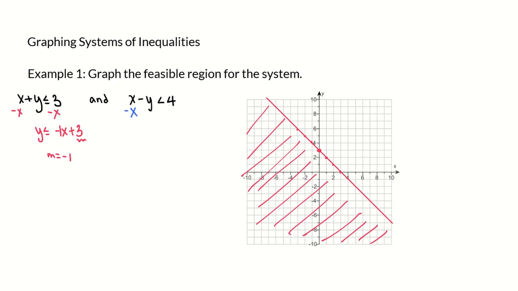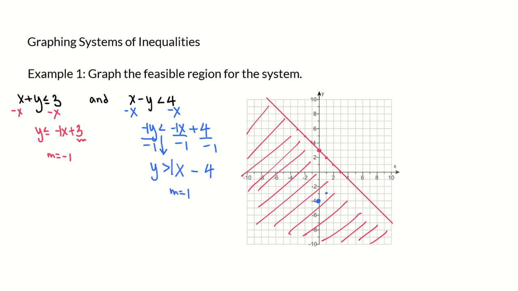We move the x, so subtract it from both sides to get negative y is less than negative x plus 4. Negative y means that the coefficient of y is negative 1, so we divide each term by negative 1. Since we divided by a negative, we need to flip the inequality, so now it's greater than instead of less than. We have y greater than negative x over negative 1, or negative 1x over negative 1 is x, and then plus 4 over negative 1 is minus 4. So here our y-intercept is negative 4, and the slope is 1.